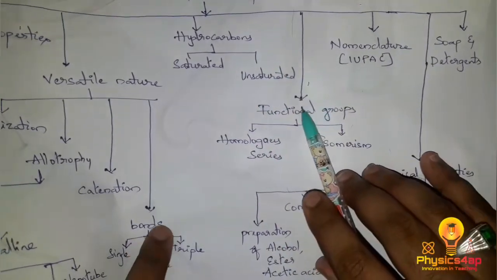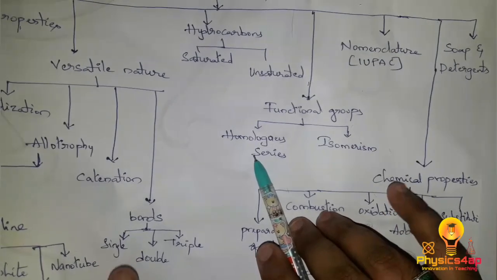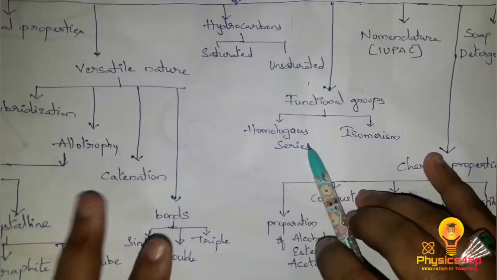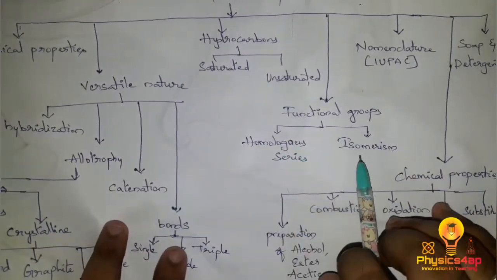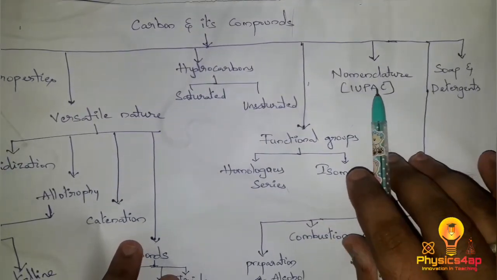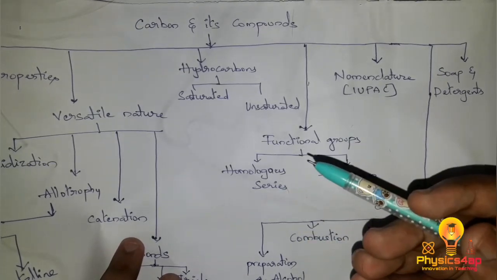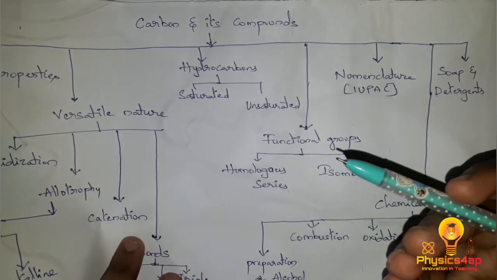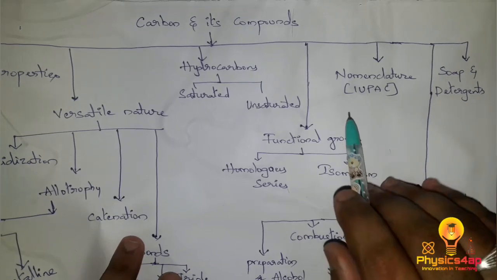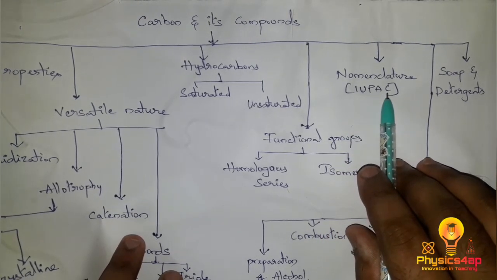Next we will be discussing functional groups. In that we will discuss the homologous series of carbon compounds, and also isomerism. Next we will discuss nomenclature, that is IUPAC: how to give names to carbon compounds and how to draw the structure for a given carbon compound with the help of IUPAC, the International Union for Pure and Applied Chemistry.